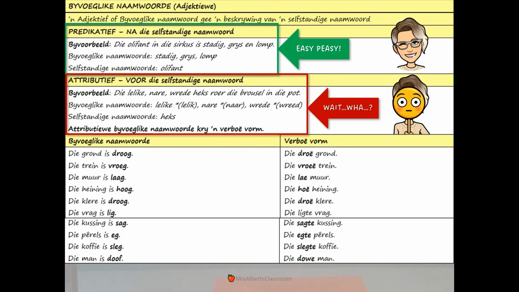So when you look at the examples at the bottom, die grond is droog. The moment you take that droog and you move it in front of the noun, it changes to droe. So there are a few rules that you need to learn.